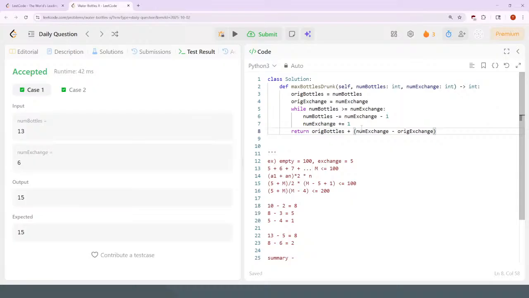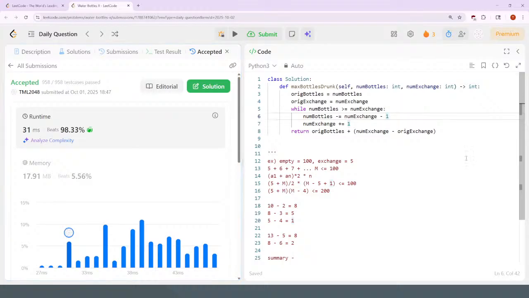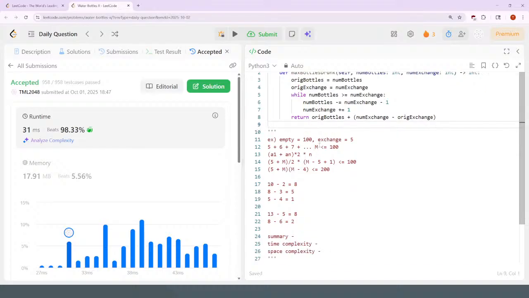Well, I guess I don't need the parentheses, but can I even combine these two somehow? I don't know if I want to. The logic there is like, okay, I think this is good enough. Okay.